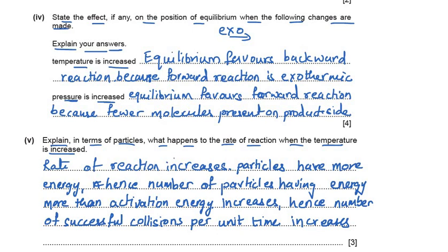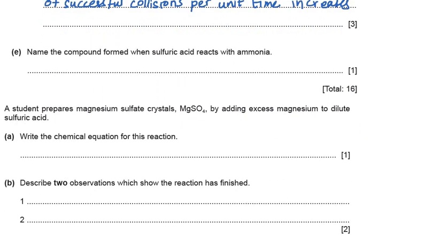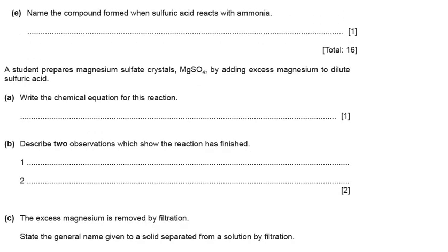So let's read again. Rate of reaction increases because particles have more energy, hence number of particles having energy more than activation energy increases, and hence the number of successful collisions per unit time increases, and this is how the rate of reaction increases. So this carries 3 marks because we have stated the reason, and then we also have mentioned the reason for it in terms of particles and its energy.